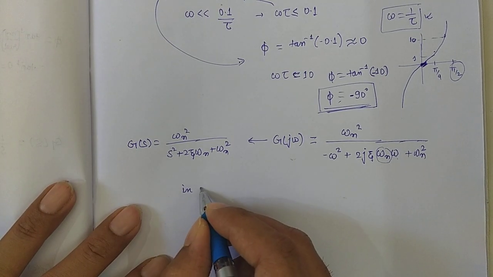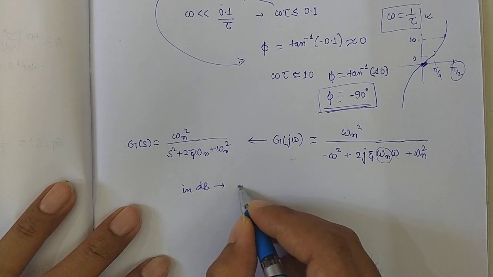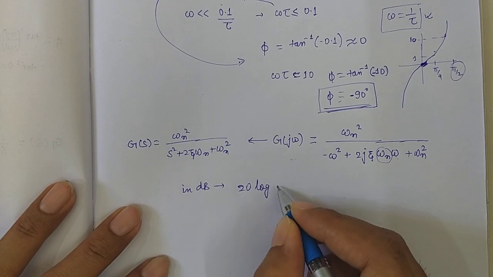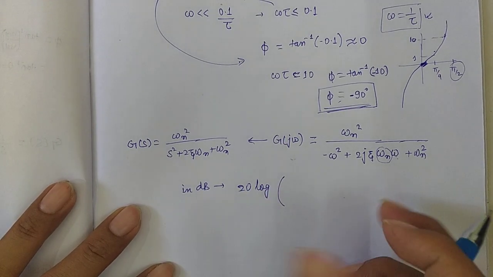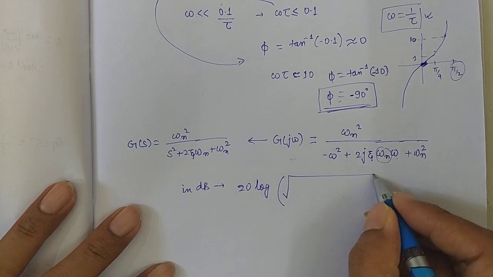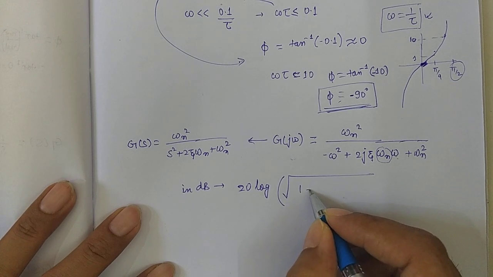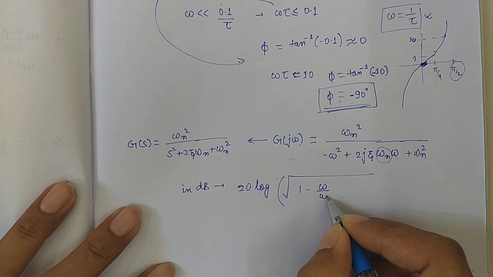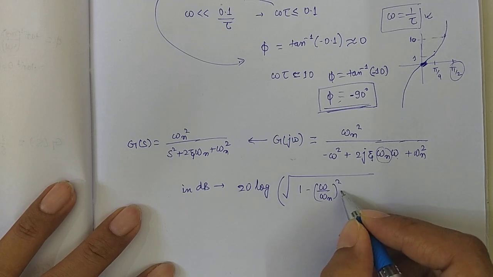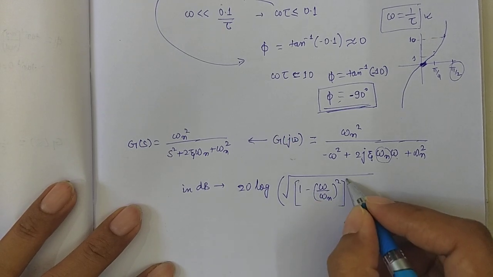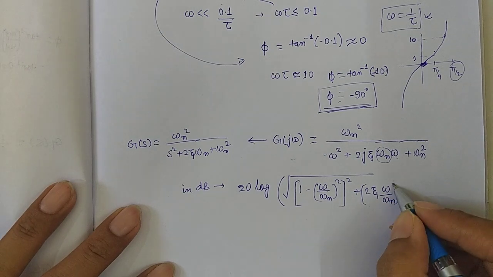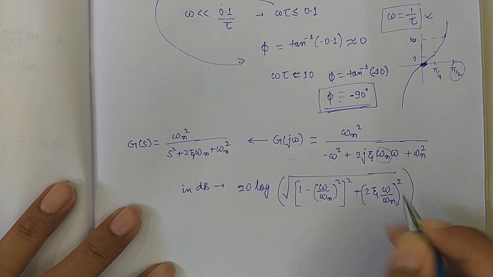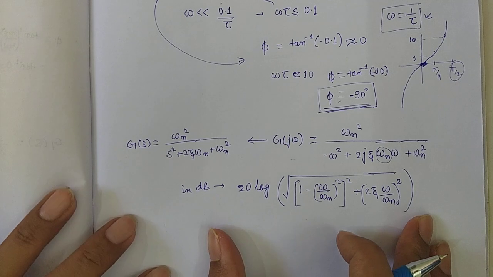Now in dB, your magnitude will look like 20 times log of, I will do it in one shot. If you do the calculations, you will get log of under root 1 minus omega by omega n whole square, and this one again whole square, plus 2 zeta omega by omega n whole square. This is how you get the magnitude.